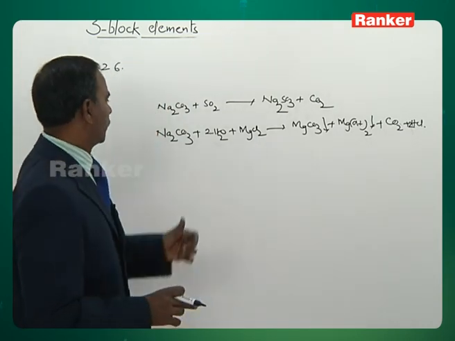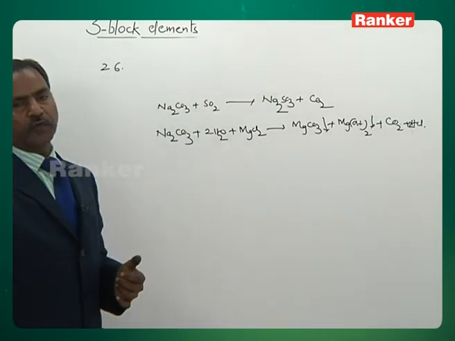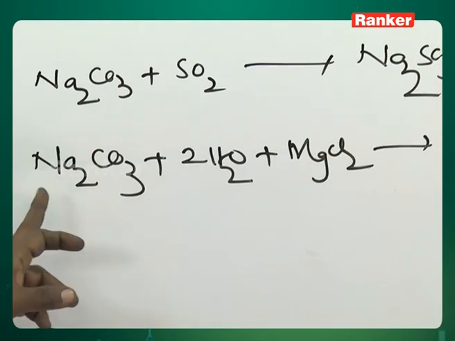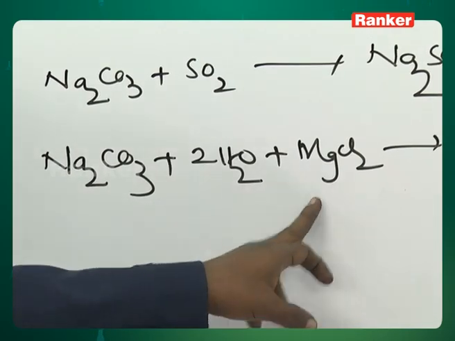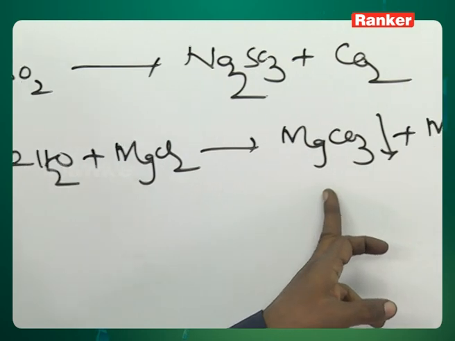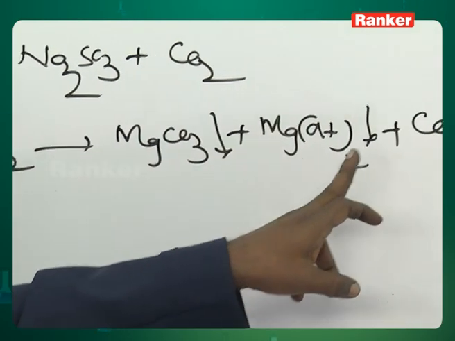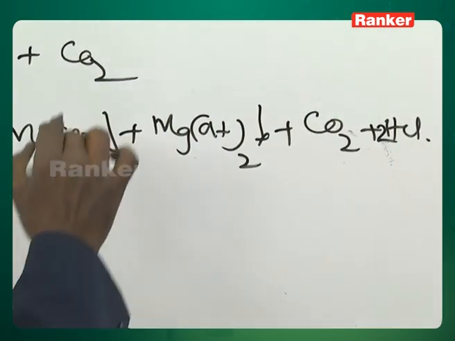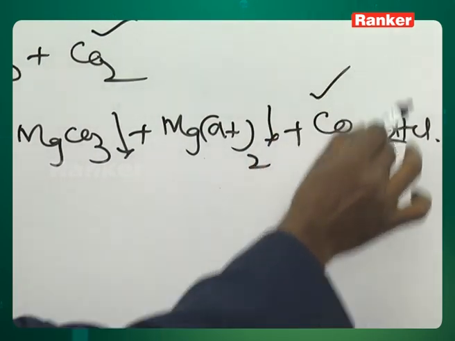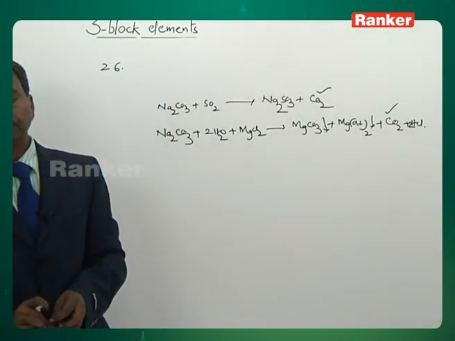Coming to the second, Na2CO3 on reaction with aqueous MgCl2. This is the reaction: Na2CO3 plus 2H2O plus MgCl2 gives magnesium carbonate, which splits to give magnesium hydroxide, and CO2 gas you are getting. Here also CO2 gas you are getting.